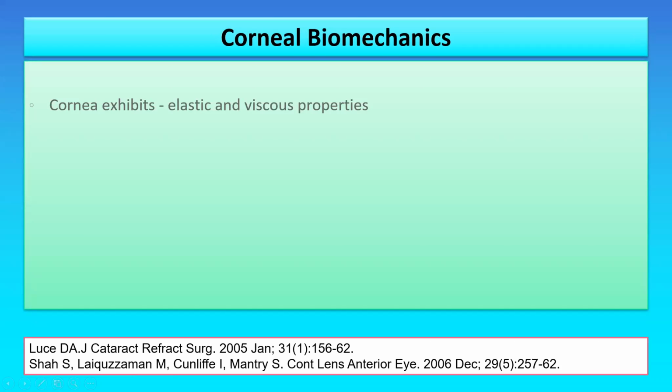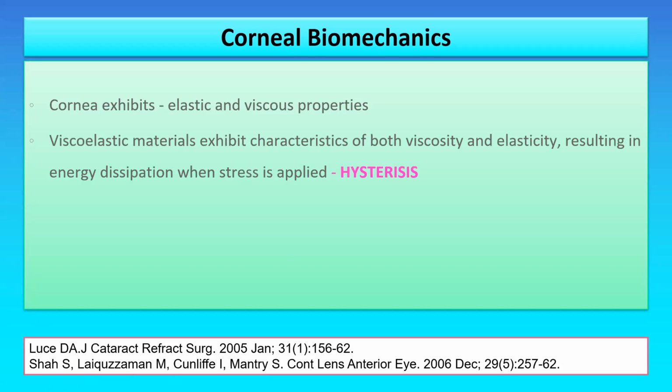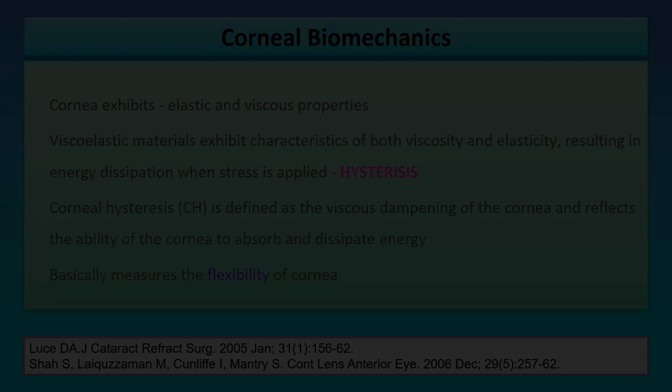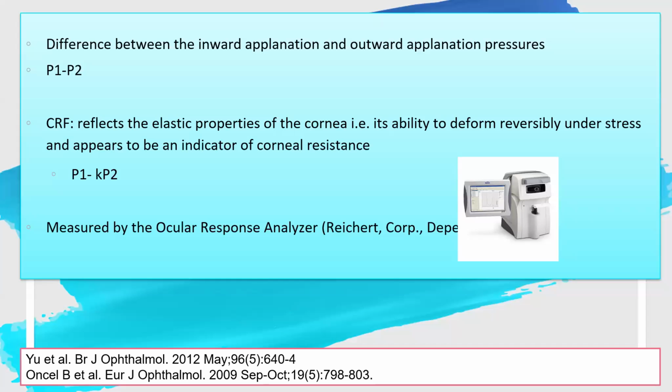Actually the cornea exhibits both elastic and viscous properties. Any viscoelastic material which exhibits both kinds of property causes energy dissipation when any stress is applied, and that is corneal hysteresis. We already discussed this, so I am skipping this part. Now the difference between the inward applanation and outward applanation is the corneal hysteresis.